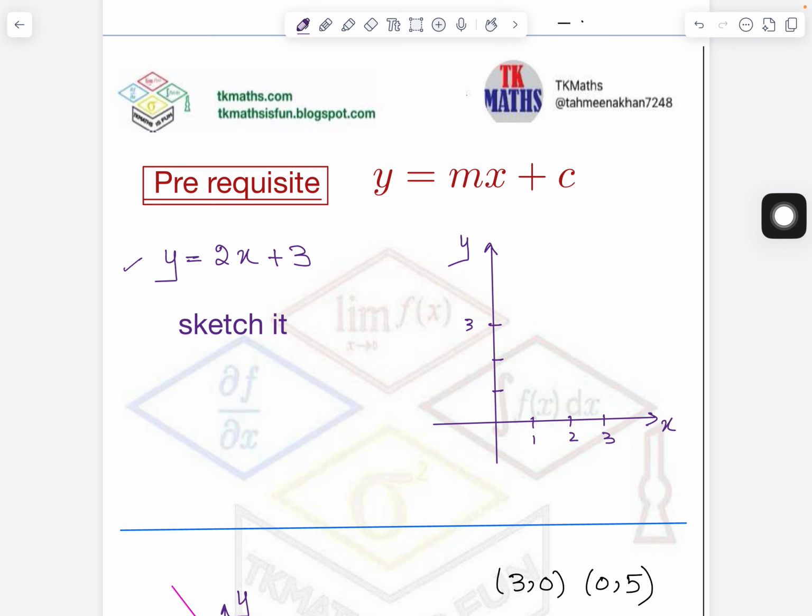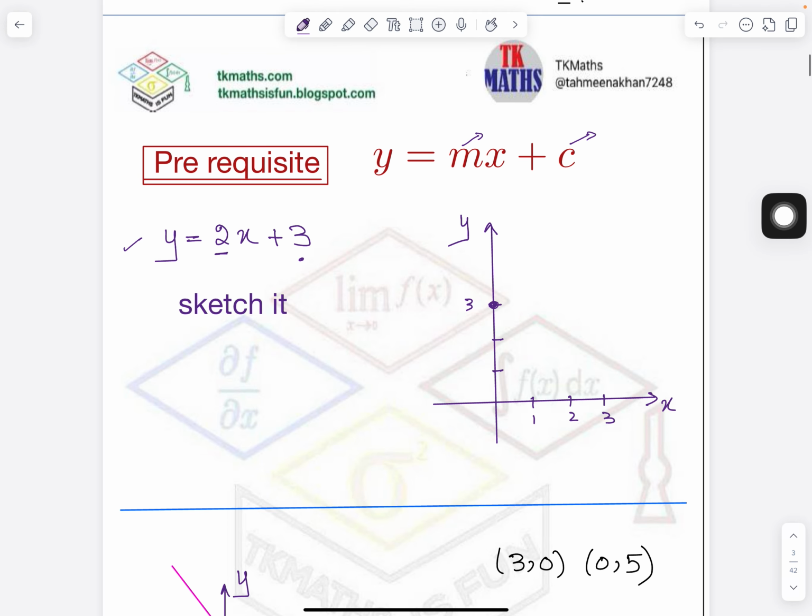So whenever the line equation is given, you know c tells you the y-intercept. And in this equation, the y-intercept is 3. It means the line will pass through 3. m is the gradient of the line. In this example, it is plus 2. When the gradient is positive, the direction of the line will be like this. When the gradient is negative, then the direction of the line will be like this. So without plotting it, I know the direction of this line will be like this.